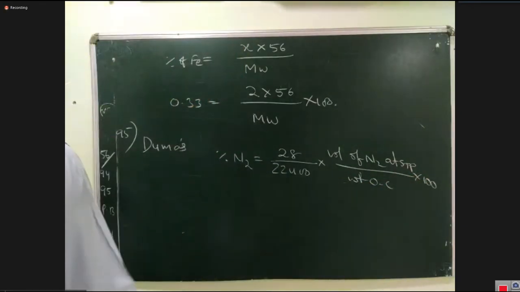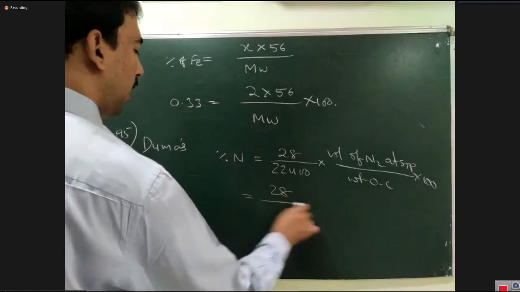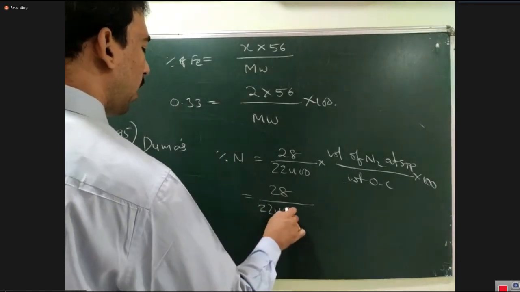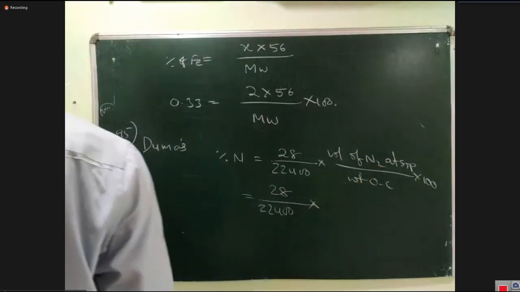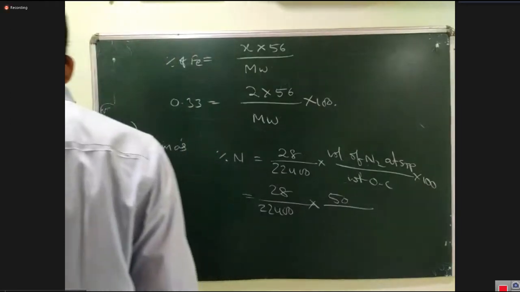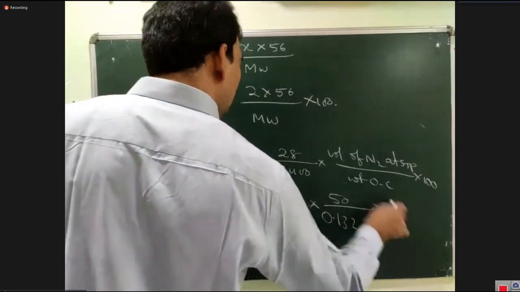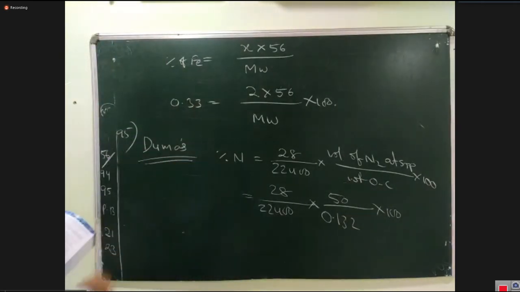He's asking to calculate the percentage of nitrogen. So 28 by 22,400 into the volume of N2 obtained, 50 ml at STP, by the weight of organic compound 0.132, into 100. Okay, Dumas method. When the volume of N2 is given, we need to follow the Dumas method. That's question number 95.